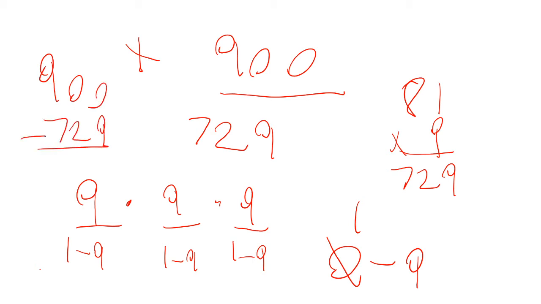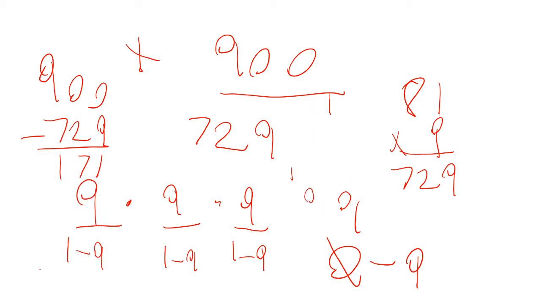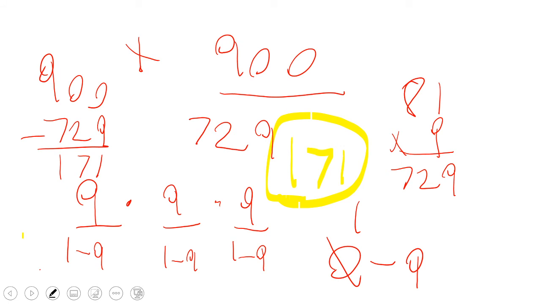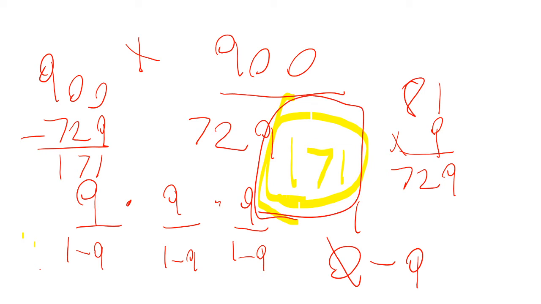Subtract it off. And then we get, we can check this. Yeah, alright. So we have 171 such numbers. And that's our answer. I use a highlighter there. Alright. We have 171 such numbers.